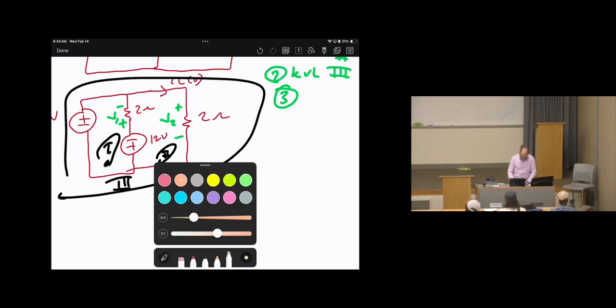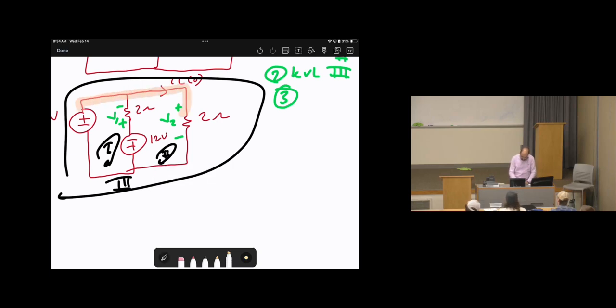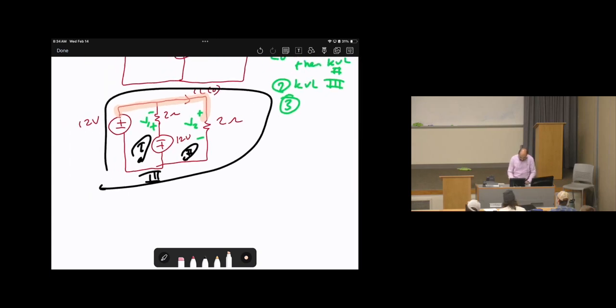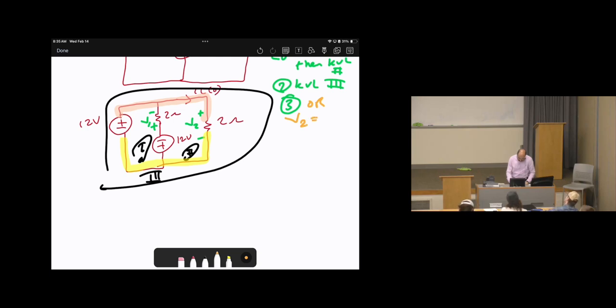Look at this node and this node. Look at the 2 ohms and 12 volts. Are those in series, parallel, or no relationship? Those are in parallel. Is this correct? Since they are in parallel, they carry the same voltage. So we will say V2 equals V source 1, which is 12 volts. Direct, because in parallel.